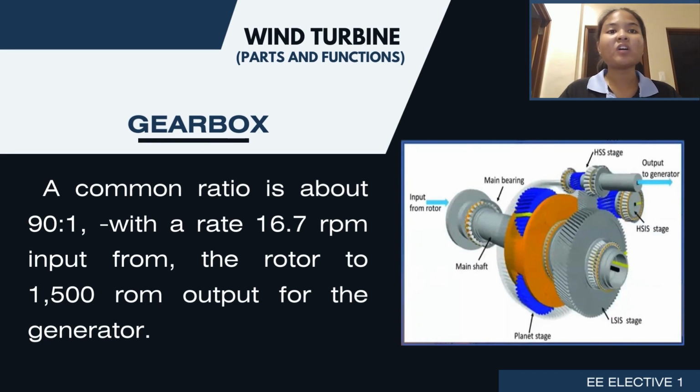So, ang common ratio ng speed ng isang gearbox is 90:1. So, ano nga ba ang meaning ng 90:1? 90:1 means kada ikot ng blade ng wind turbine, katumbas niya ay 90 times na ikot ng gearbox. So, meron siyang rate na 16.7 RPM input from the rotor to 1,500 RPM output for the generator.